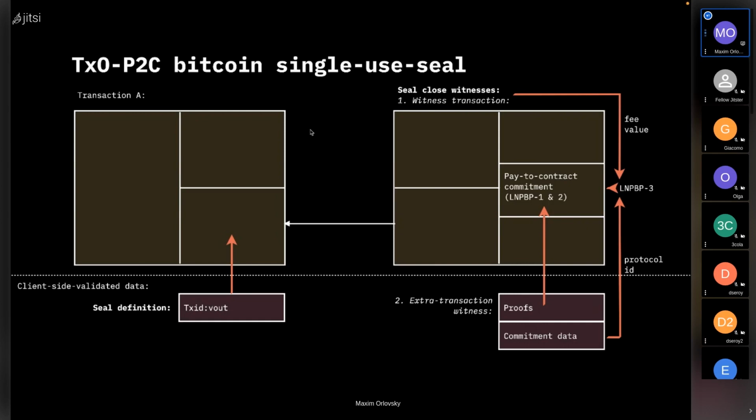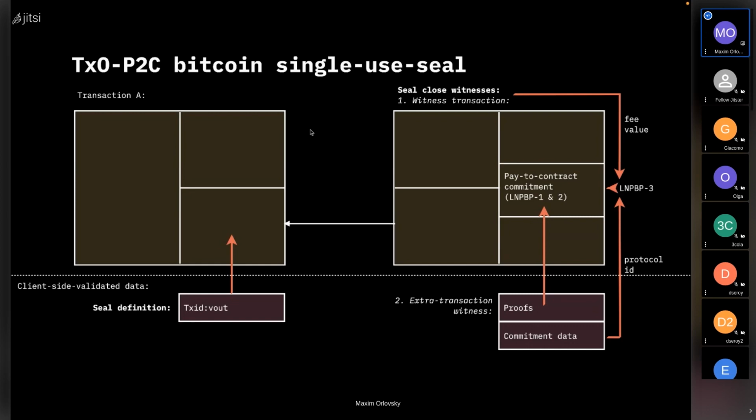So let's say that we have a Bitcoin single-use seal defined with some certain transaction output and closed over a message with a pay-to-contract commitment. To be brief, we call them TXO P2C Bitcoin single-use seals, so transaction output based with a pay-to-contract commitment. And here again, we have a seal definition, which doesn't change, and we have an extra transaction witness of the seal being closed over the message that is committed into the witness transaction, the transaction closing the single-use seal, using 3 different procedures in 3 different steps.